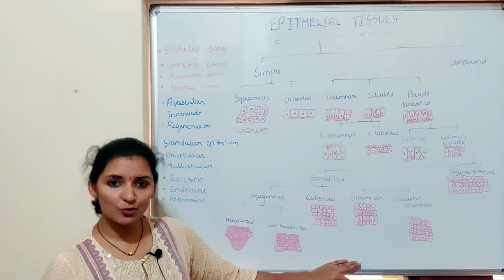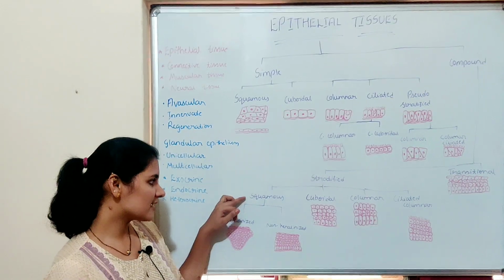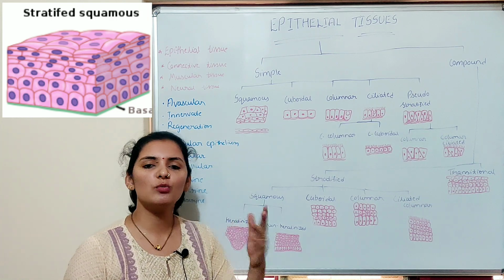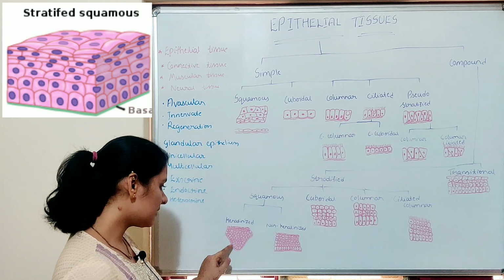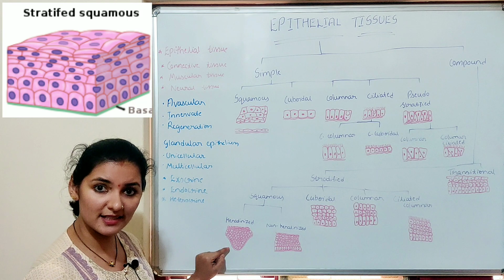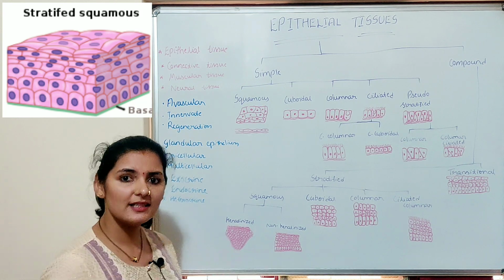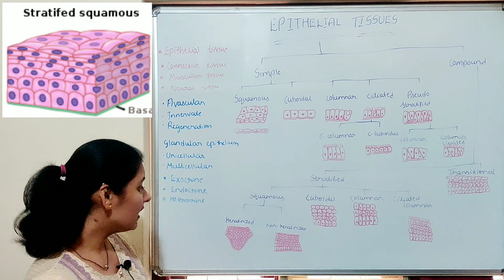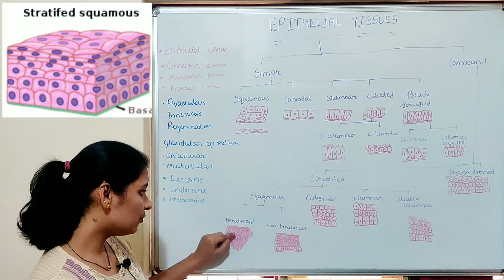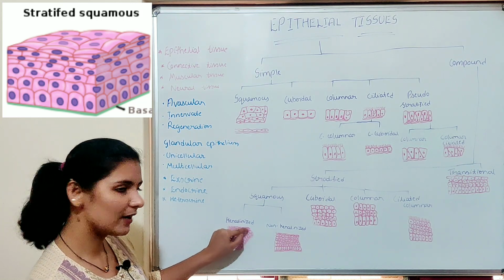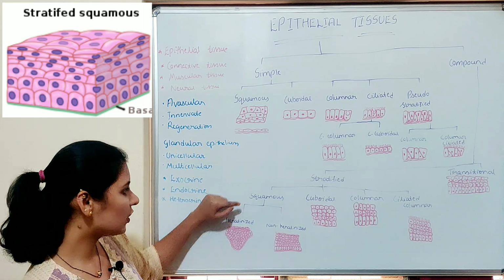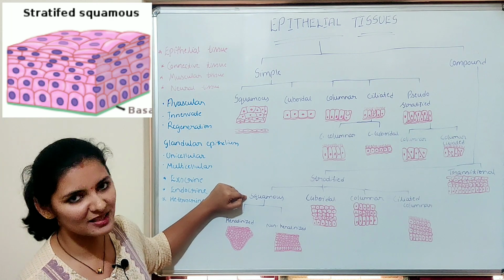Let me discuss these 4 types one by one. First one is stratified squamous epithelium. In this type, it is made up of 2 or more layers of cells with the deepest layer consisting of columnar cells. These columnar cells undergo continuous mitotic division to form new cells. These newly formed cells, as they move towards the surface, become flattened. As you can see, these are the flattened cells. That is why it is called stratified squamous epithelium.